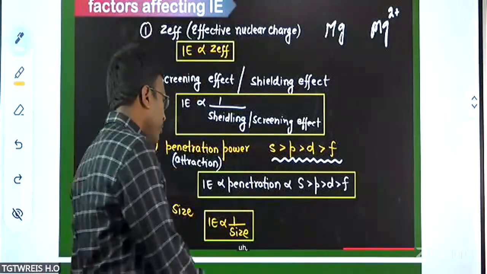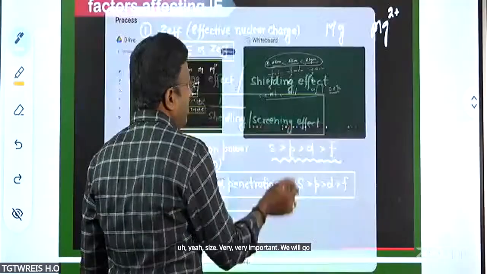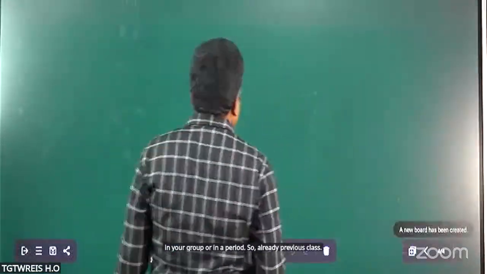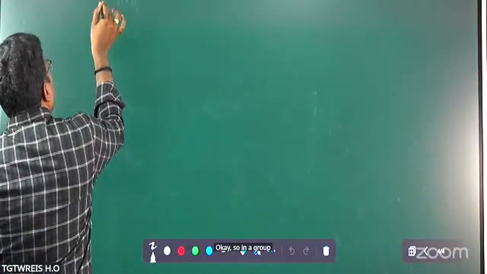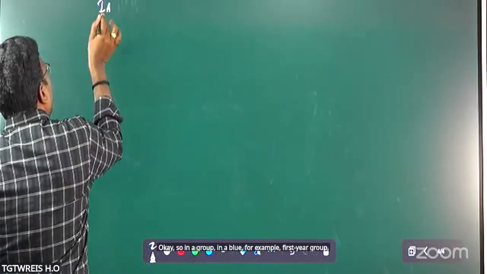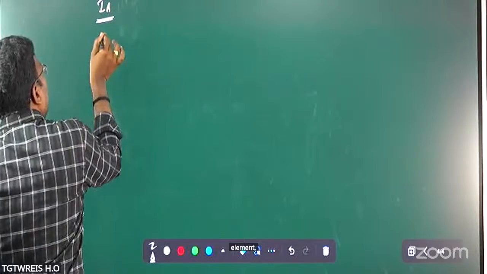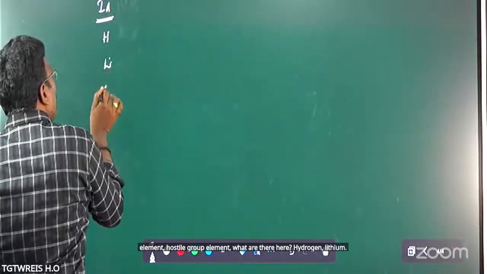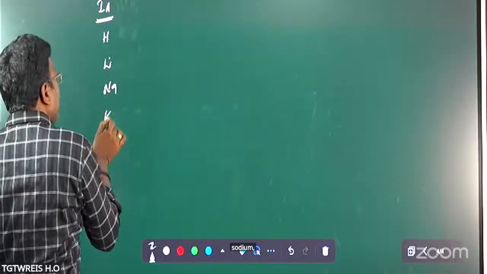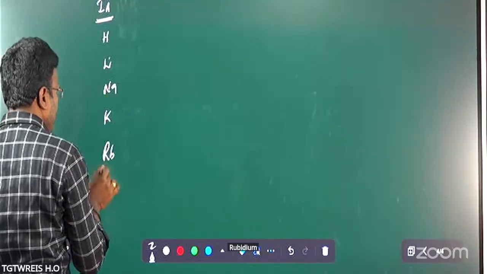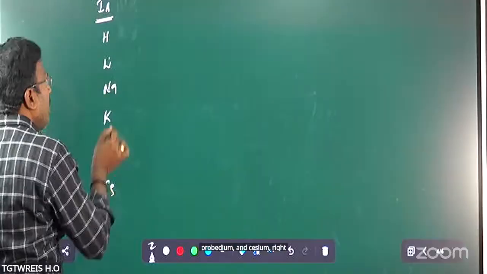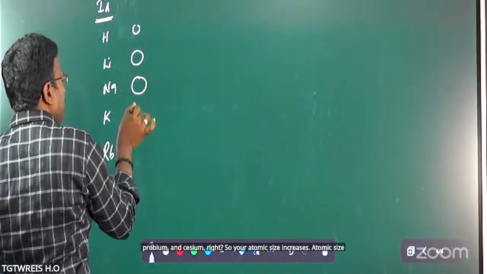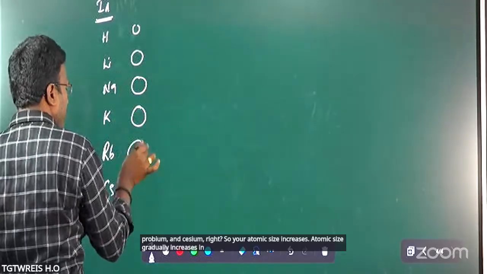The next one is size. Very, very important. We will go to atomic size in a group and period, as in the previous class. So in a group, for example, first A group elements, what are there here? Hydrogen, lithium, sodium, potassium, rubidium, and cesium, right? So your atomic size increases. Atomic size gradually increases in a group from top to bottom, right?